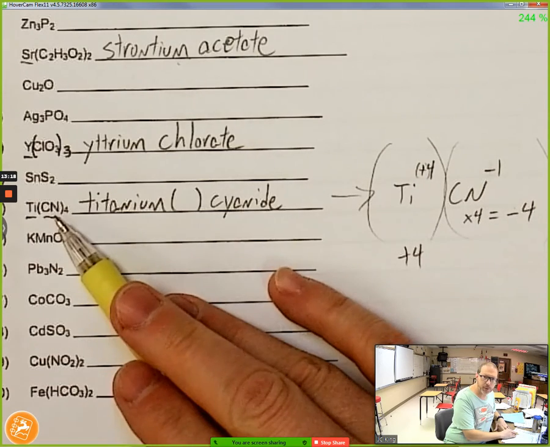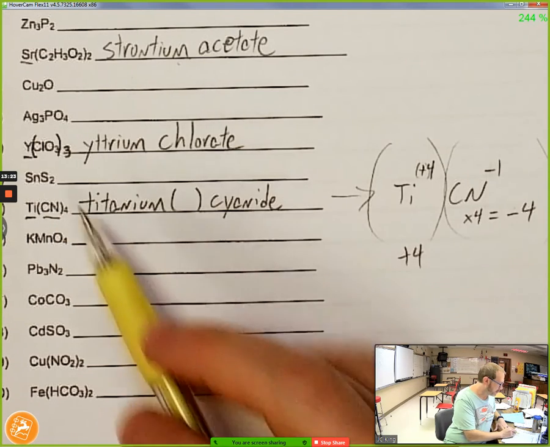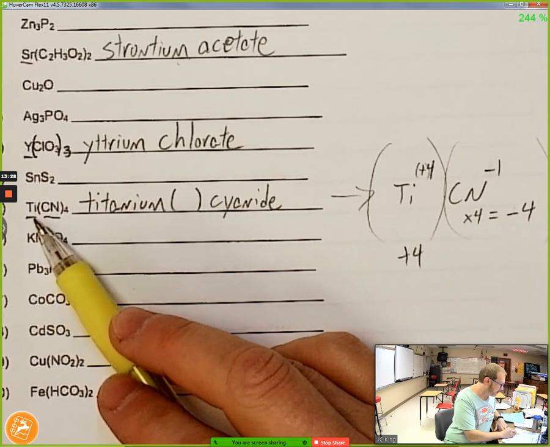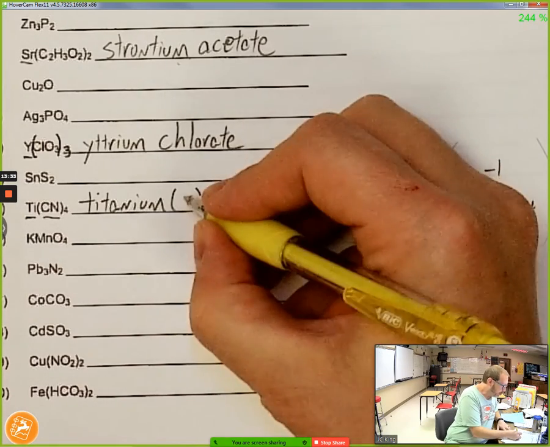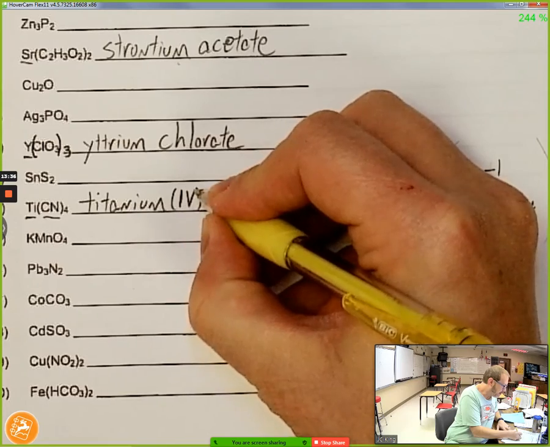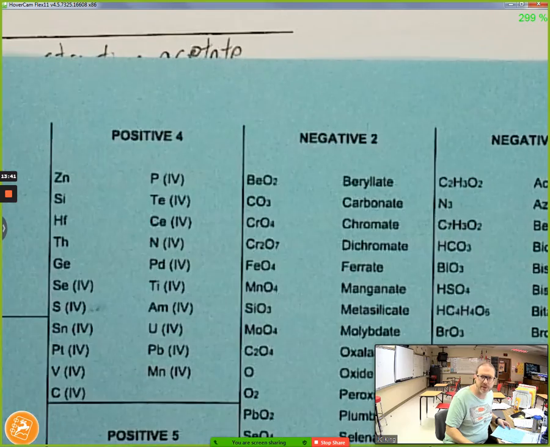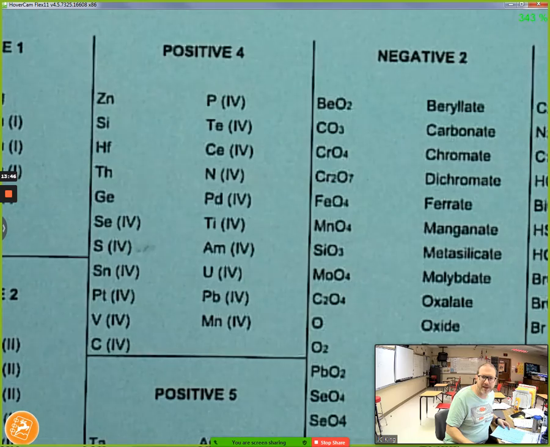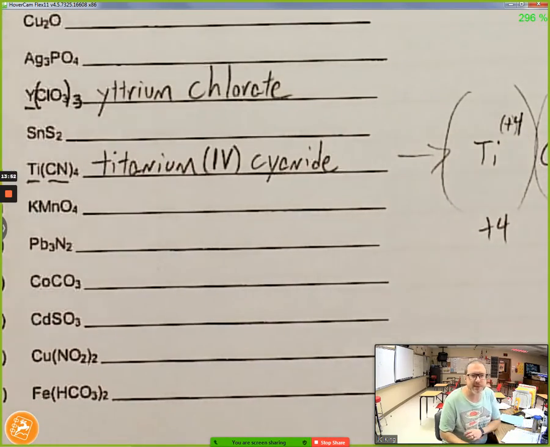And if you look at the formula, if you do the crossing over trick only backwards, then that 4 would go with the titanium, and just one of those would go with the CN. So to finish my name, I'm going to put a Roman numeral 4, which is IV. If you're not sure about that, then let's look in the positive 4 section. There's titanium right there, and it has an IV, a Roman numeral 4 out beside it. So the way that I would actually say this is I would call this titanium 4 cyanide.